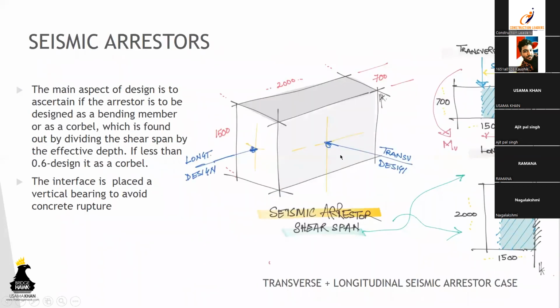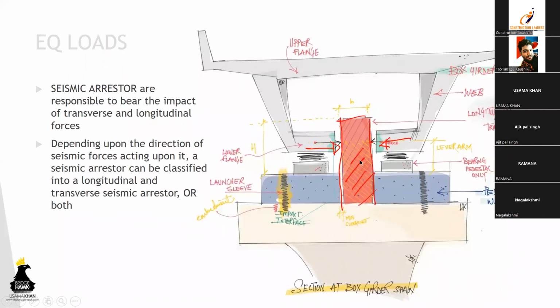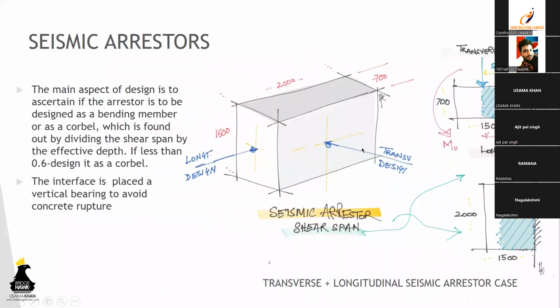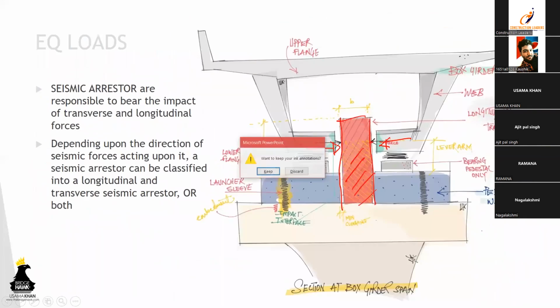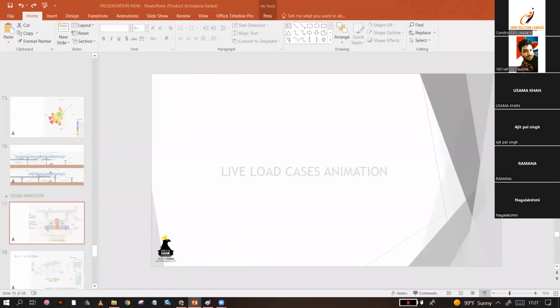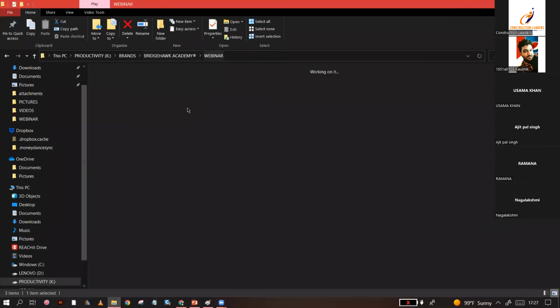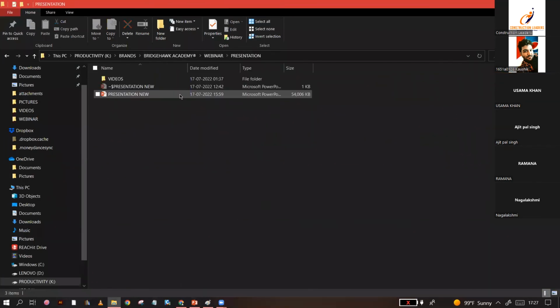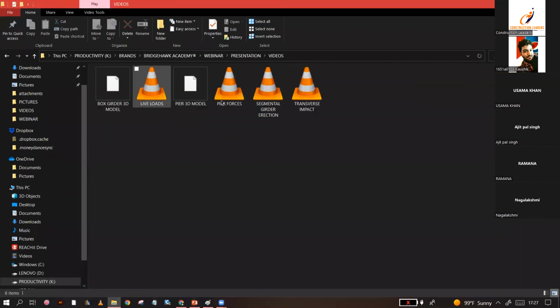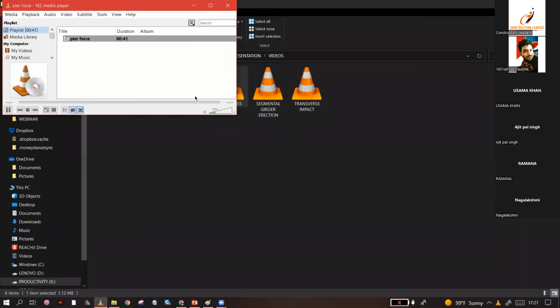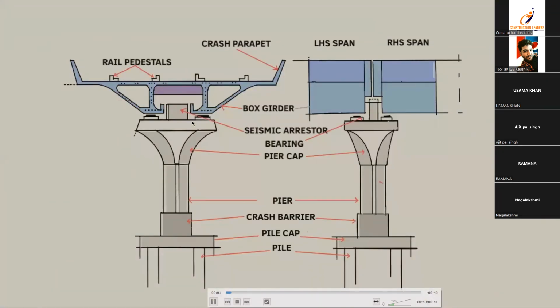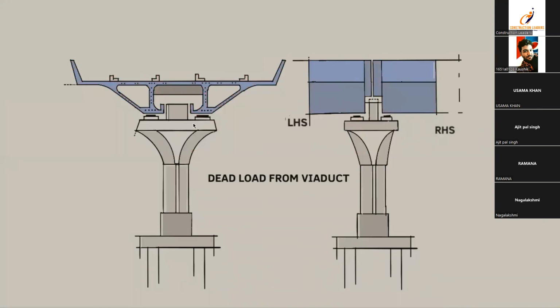So more on this. I believe you remember the model that we had spoken about, that I showed you upon it. That was a seismic arrester. I'll show you one animation wherein it will be clear as to why exactly we are considering seismic arresters. This is a small animation for the different forces on a pier.